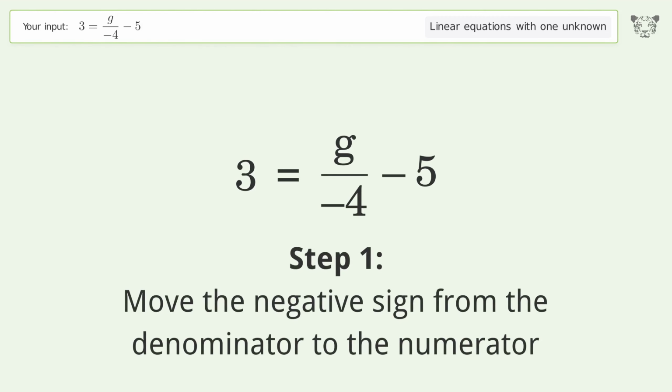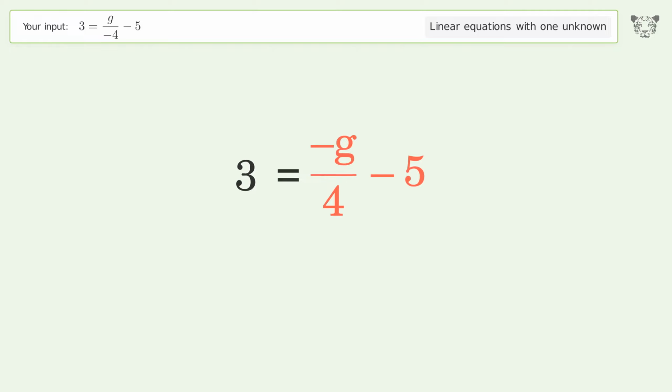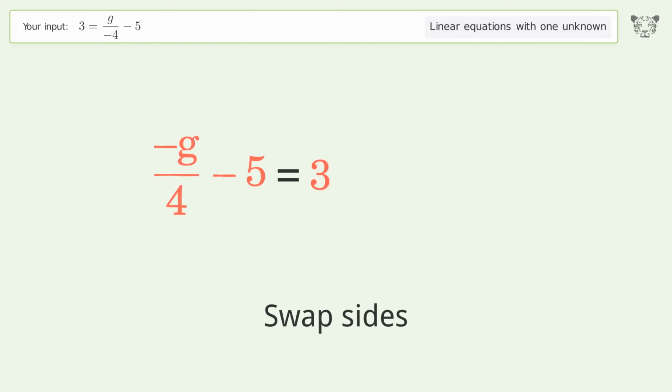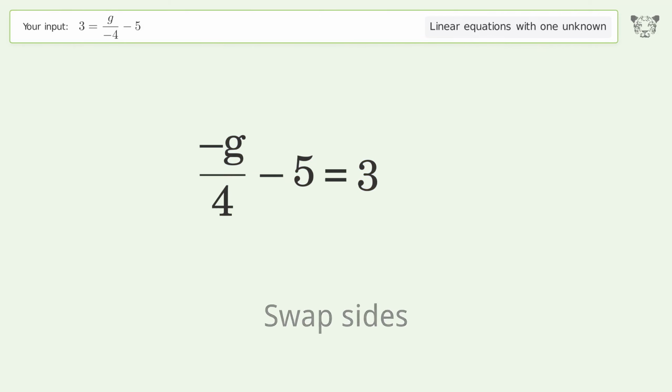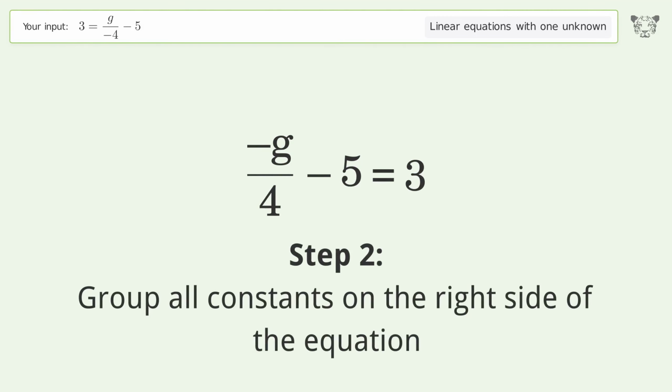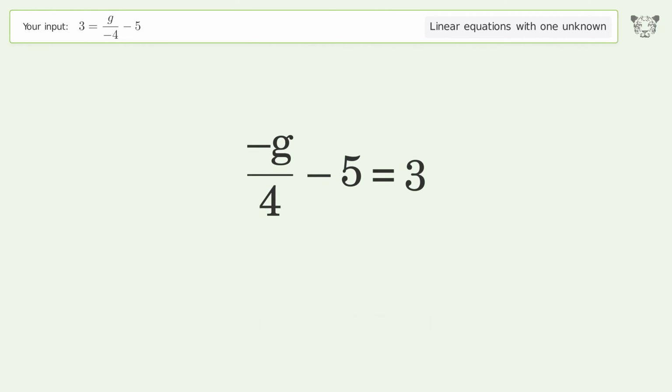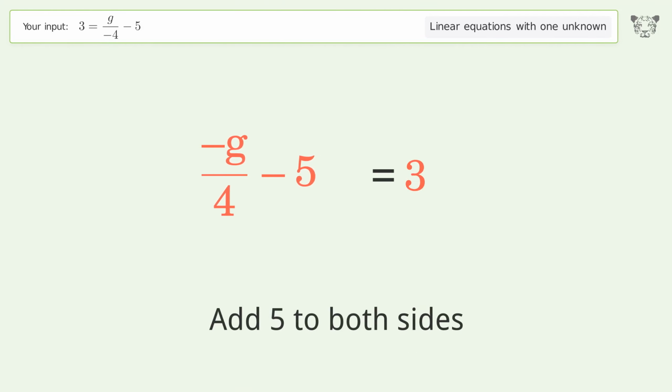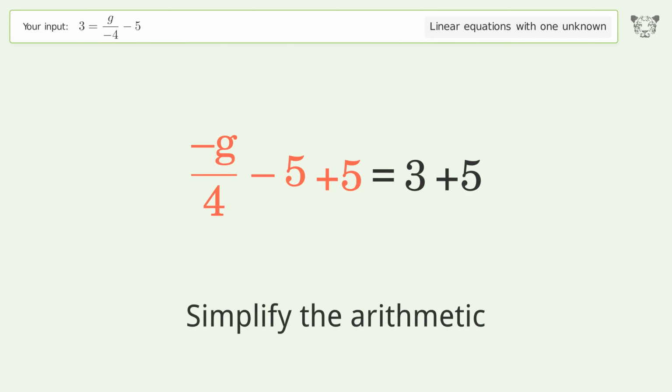Move the negative sign from the denominator to the numerator. Swap sides. Group all constants on the right side of the equation. Add 5 to both sides. Simplify the arithmetic.